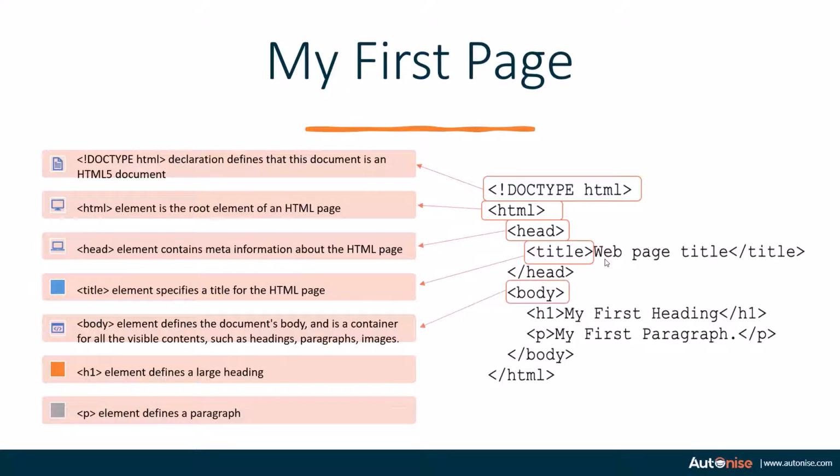Next, there is the body element. Whatever you want to display on your web browser, you put it inside the body tag. The body element defines the document's body and is a container for all the visible contents such as headings, paragraphs, and images.